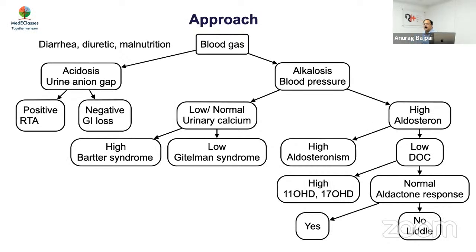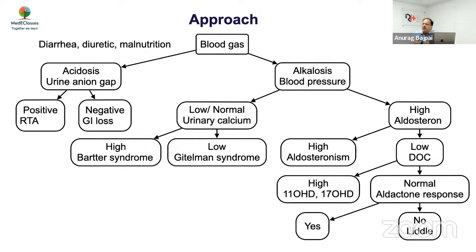Now, if we go by our approach, we all know that blood gas is a central part to evaluate in the setting of hypokalemia. But before that, you exclude diarrhea, diuretic use, and malnutrition. If there is acidosis, you go more towards the possibility of RTA versus GI loss. You look at urinary anion gap.